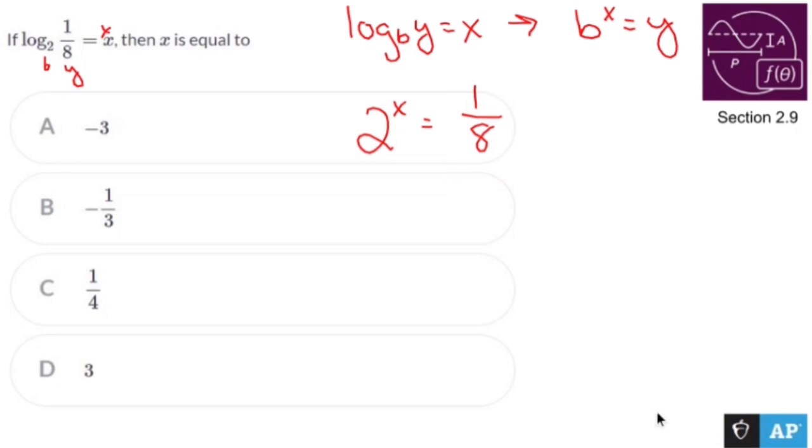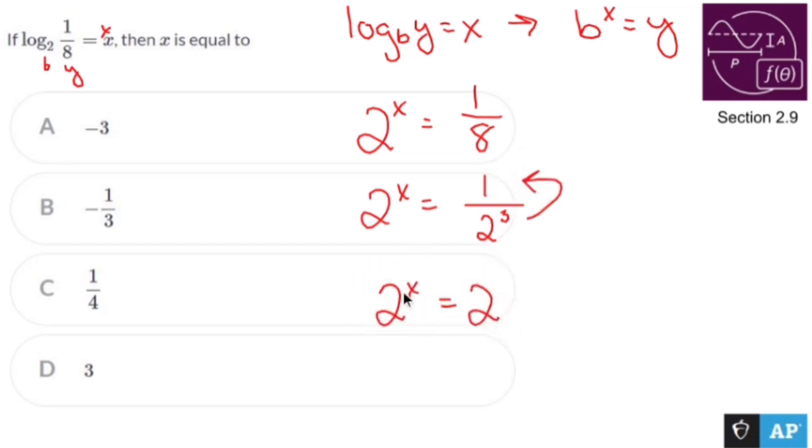I don't see a calculator there. Ooh, I know what I can do. I know that I can write this out as 2 to the x equals 1 over 2 to the third, because 8 is 2 to the third. And since this is on the bottom of a fraction, I can move you upstairs and make the exponent negative.